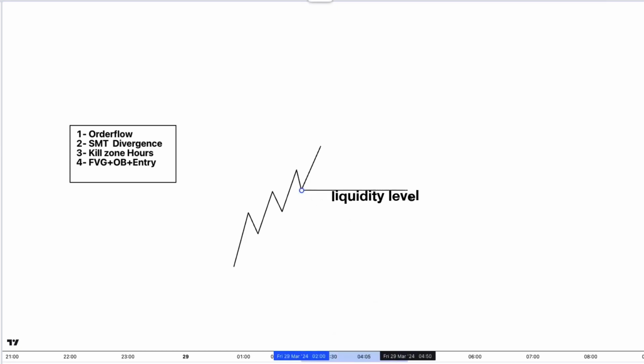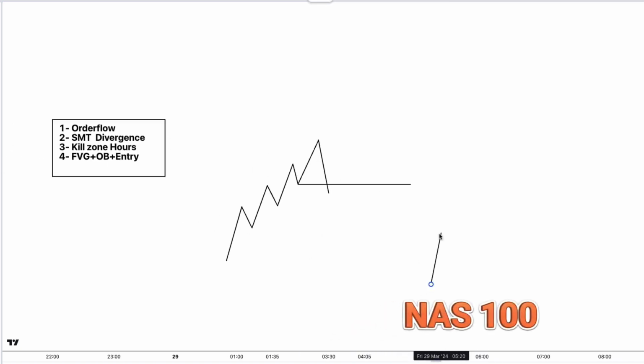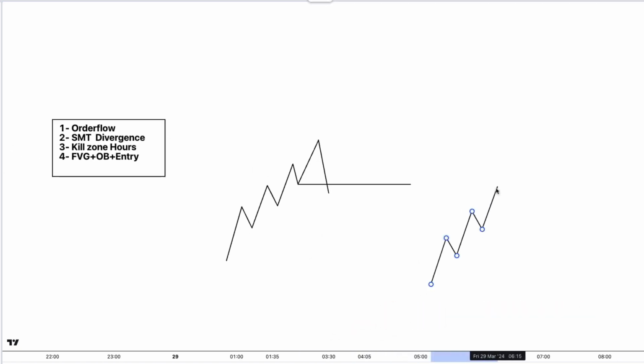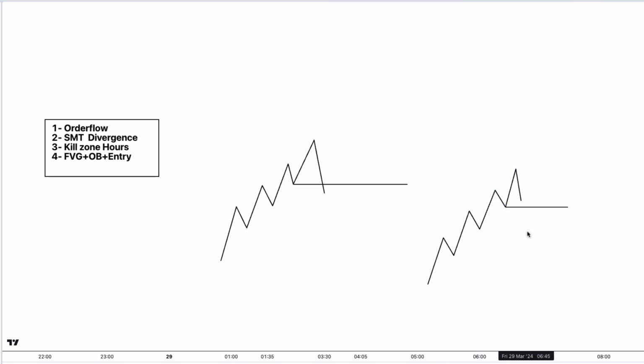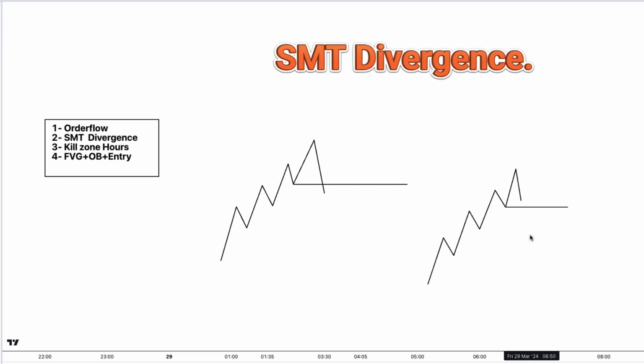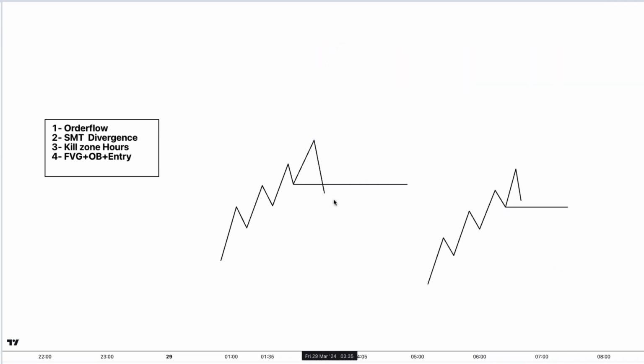So prime setup would be this. You have this liquidity level, and on S&P 500, price takes out this low. And on NAS 100, price fails to sweep that liquidity level. Now, when that happens, that is what we call ICT SMT divergence. This is very, very powerful when used with other confluences.